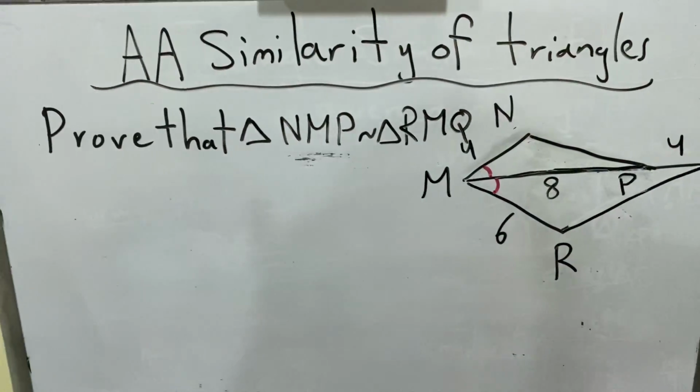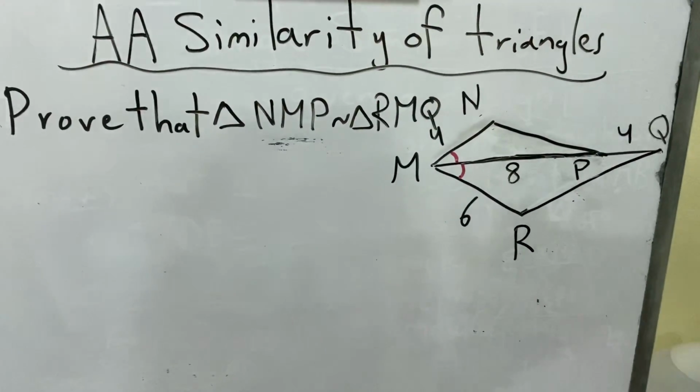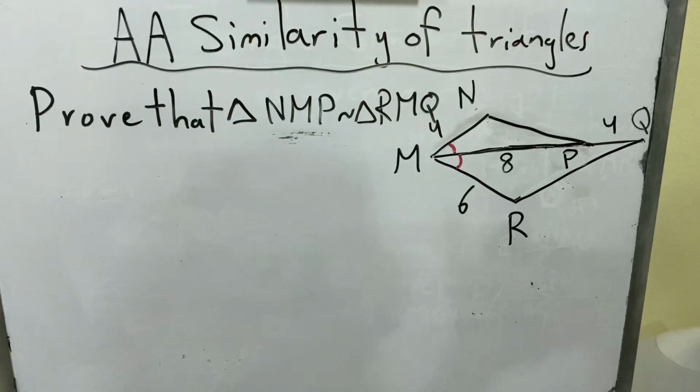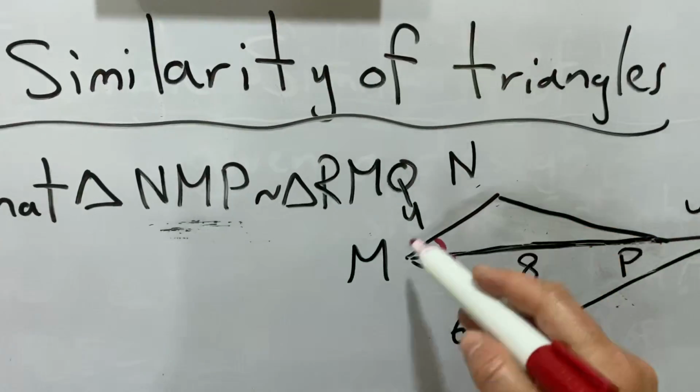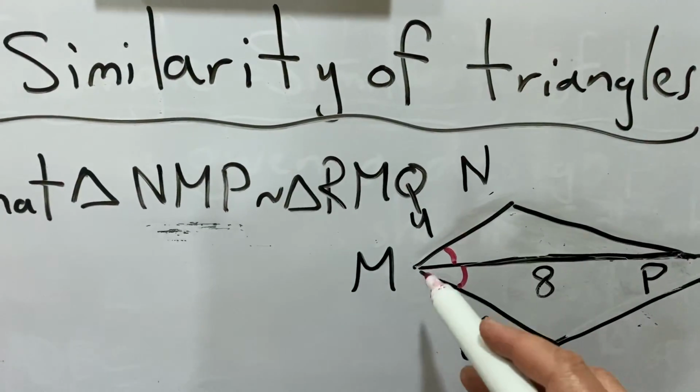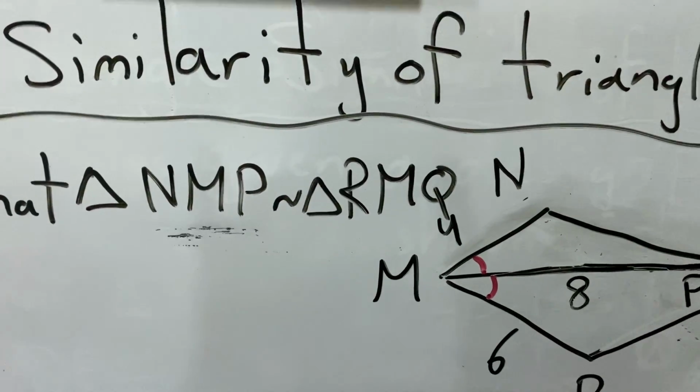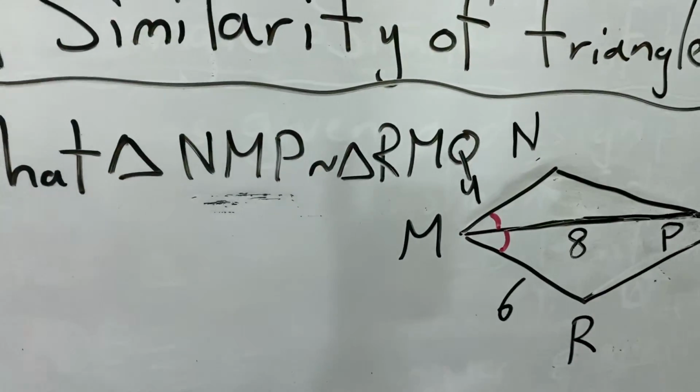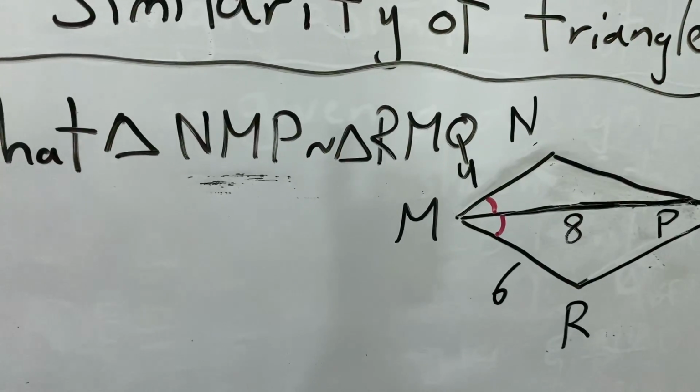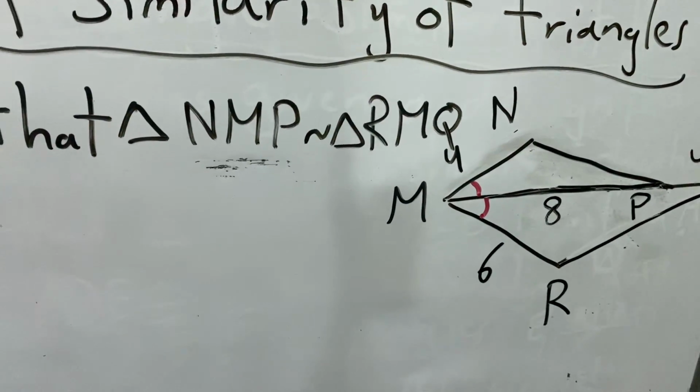Hi, I have this question: I need to prove triangle NMB similar to triangle RMQ. This is the small triangle NMB, and this is the big triangle RMQ. Now I want to prove that they are similar. They are similar because they have the same shape but not the same size. Of course they are not congruent.